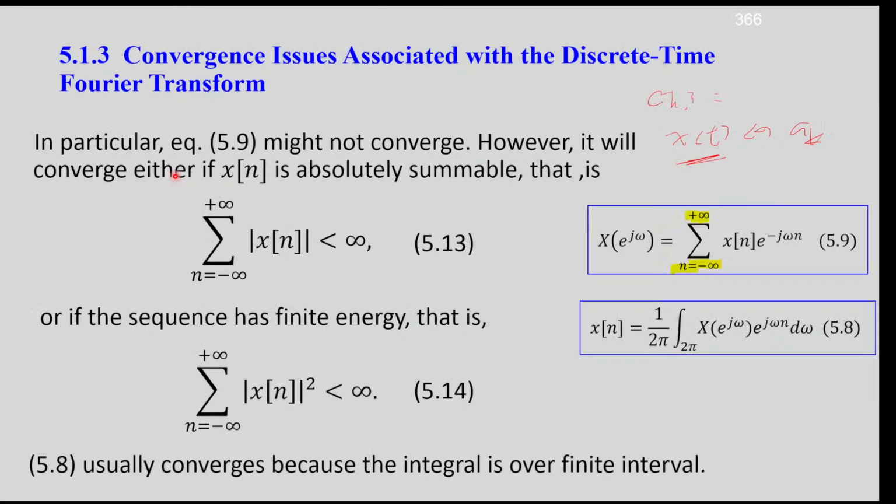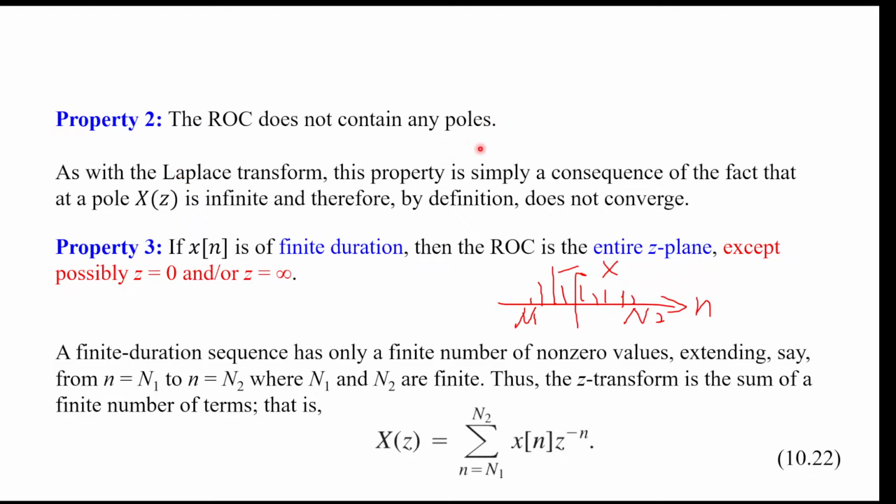Then we have the next property. The next property says that the ROC does not contain any poles. This is exactly like in the Laplace transform. The ROC should not have poles because, by definition, at the poles X(z) diverges.